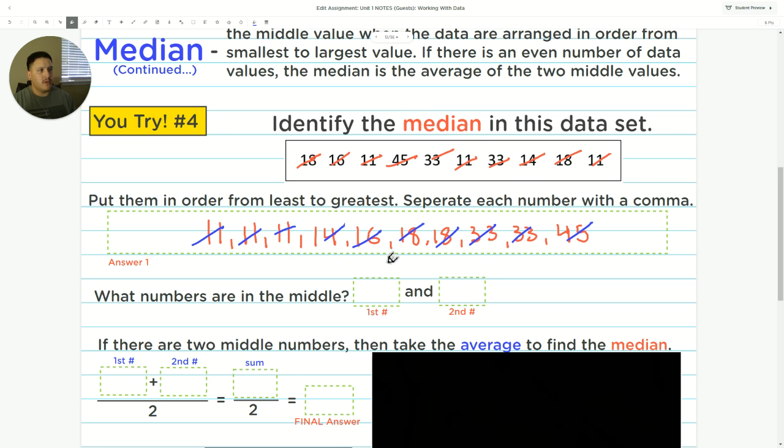So I have to instead average these 2 out, 16 and 18. So what numbers are in the middle? The first one is 16, second one is 18. So to average them out, you're going to add them up and then divide by 2.